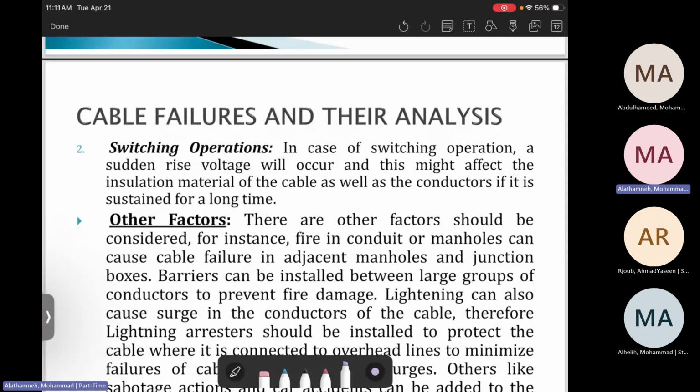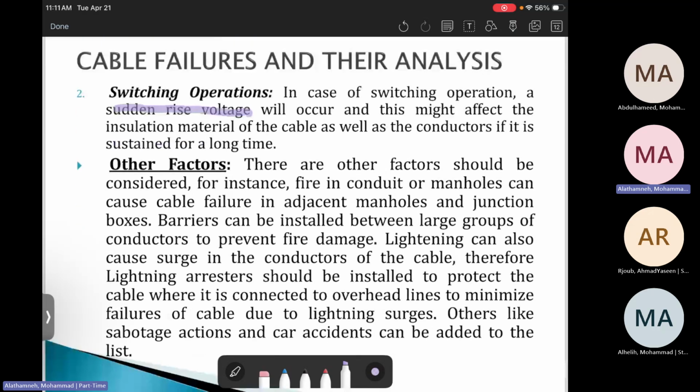In case of switching operation, there will be a sudden voltage rise because of the capacitance, which can impact the insulation material because of the overvoltage, as well as the conductors if sustained for a long time. Other factors should also be considered. For instance, fire in the conductor or manholes can happen, or barriers can be installed between large groups of conductors to prevent fire damage.